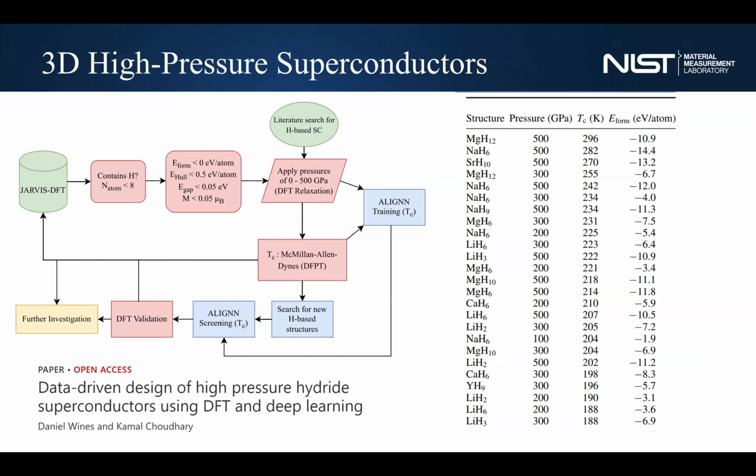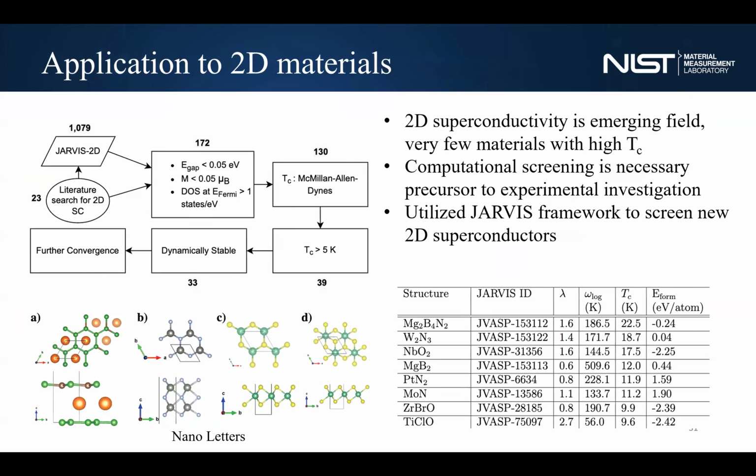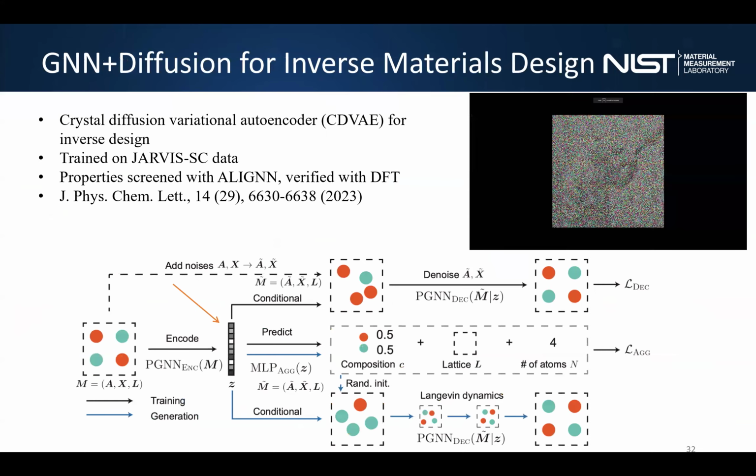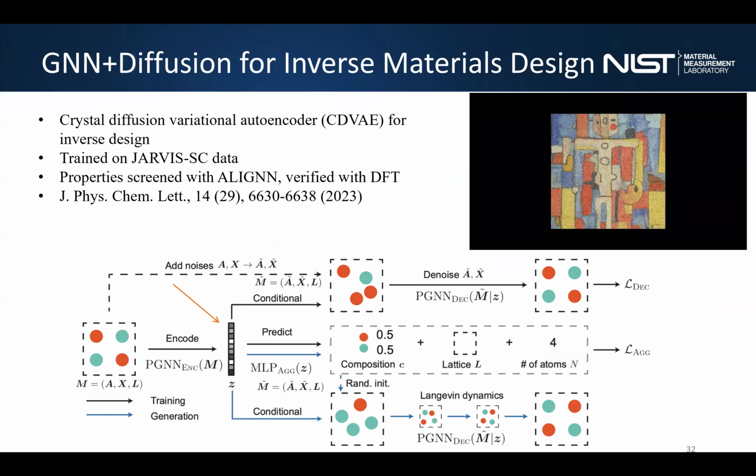We extend this for not just 3D but also 2D materials. We have the JARVIS 2D material database, and we took materials from JARVIS 2D with low magnetic moment and low gap, and with the McMillan-Dynes formulation and dynamical stability, we proposed some new 2D materials. Now this is fine, but this is still a funnel kind of approach, graph based or DFT based forward design.